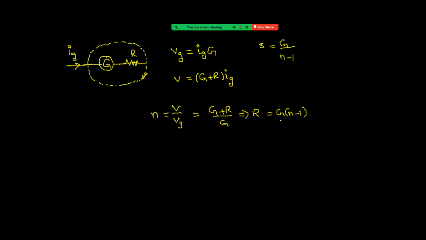So if we want to increase the range 100 times, then N is 100, and 100 minus 1 is 99. So how much resistance do we have to add to increase its range by 100 times? It is 99G. If you want to increase 1000 times, 1000 minus 1, so 999 into G. That is the resistance we have to add. It is a very simple one. Let us solve questions to get more clarity.